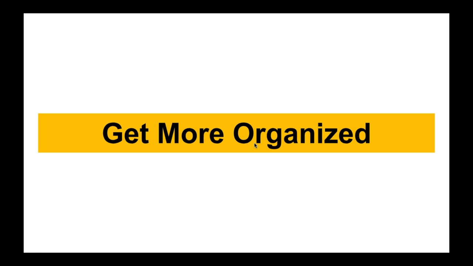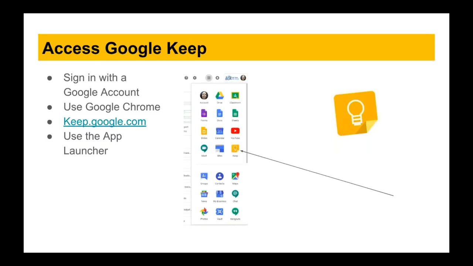So let's talk about getting more organized with Google Keep. First of all, if you haven't used Keep before, you're going to want to sign into Google Chrome with your Google account. I'm going to use my district account during this webcast. You could use a personal account if you prefer. Keep is located at keep.google.com, or you can use the app launcher. So if you're following along with me, you'll want to go ahead and open Chrome and go to Google Keep. You're going to see me maybe switch back and forth between the live app and my slides at this point.